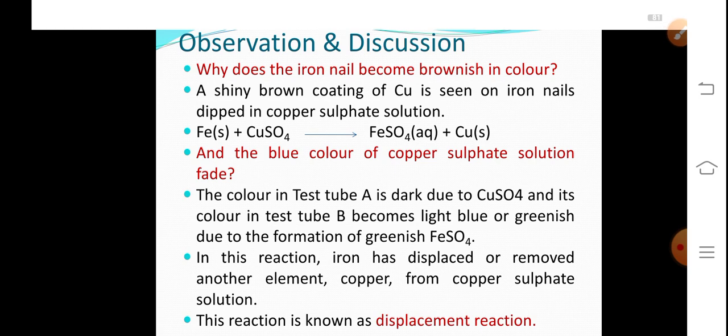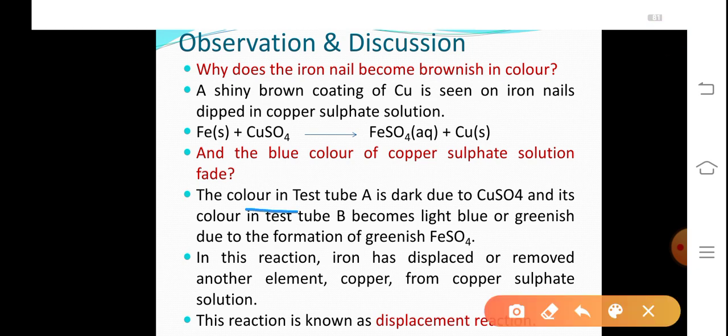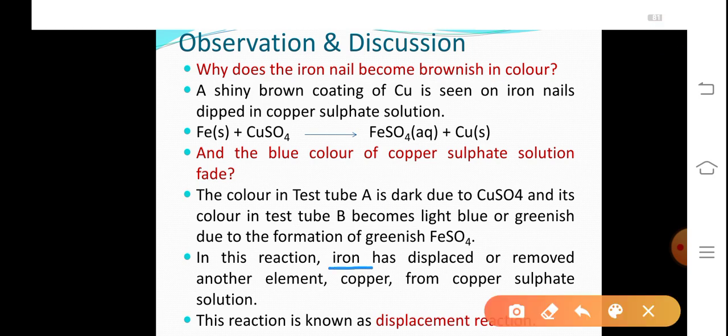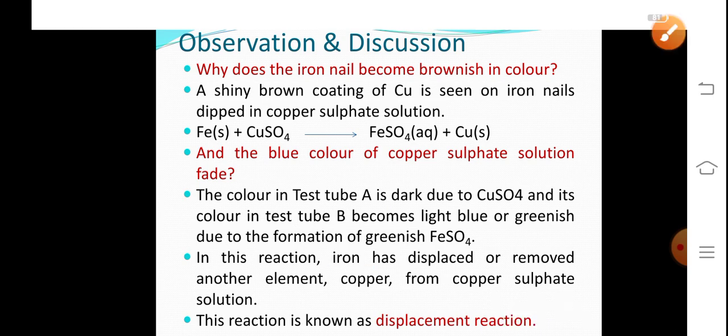So what is the second question? The blue color of the copper solution fades. This is due to the color in test tube A being dark due to copper sulfate, and the color in test tube B becoming light because of the formation of ferrous sulfate, which is greenish in color. So when ferrous sulfate forms, the blue color of the test tube fades. In this reaction, iron has displaced the copper from the copper sulfate solution. So this is known as a displacement reaction.